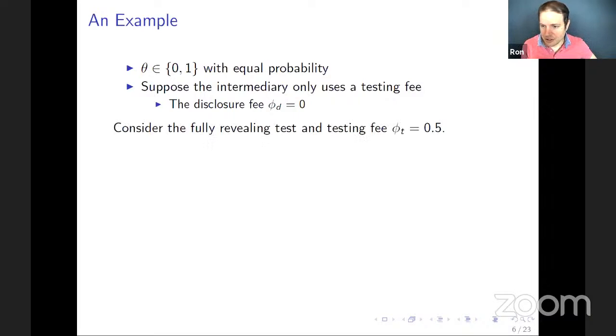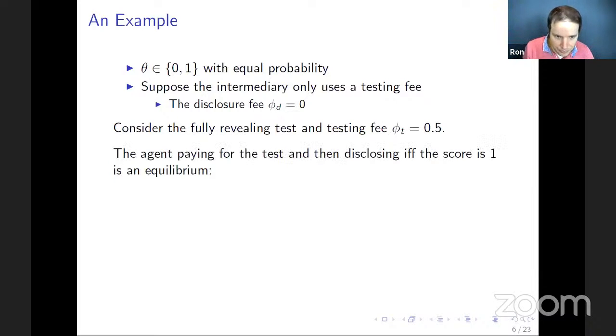Also, let's look at the simplest test, which is the fully revealing test. Namely, if the asset's value is 0, then the score is 0. If the asset's value is 1, then the score is 1. So we're looking at a particular test. We're fixing the disclosure fee to be 0, looking at just a testing fee, and we're fixing the testing fee for now to be 1/2. So let's look at what equilibria arise in the induced disclosure game between the agent and the market.